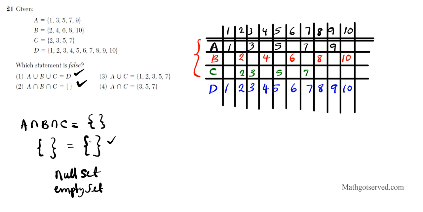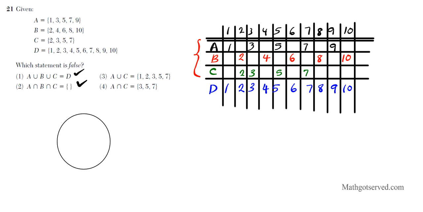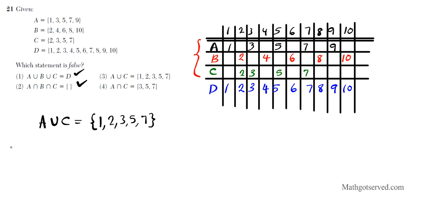So we have to move on to statement 3. Remember, we're looking for the statement that is false. Statement 3 says that A union C is equal to 1, 2, 3, 5, 7. Is that true or false? So A union C, is it equal to 1, 2, 3, 5, 7? A union C is just any element that is present in at least one or more of these two sets, okay? So let's look at A union C.